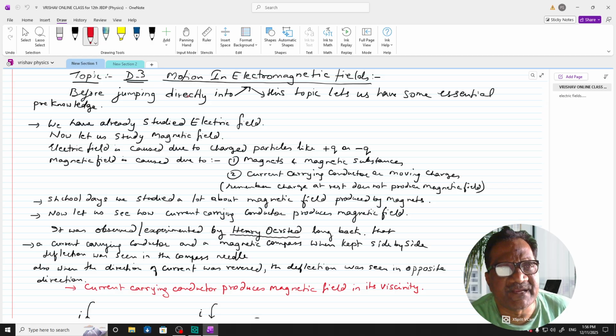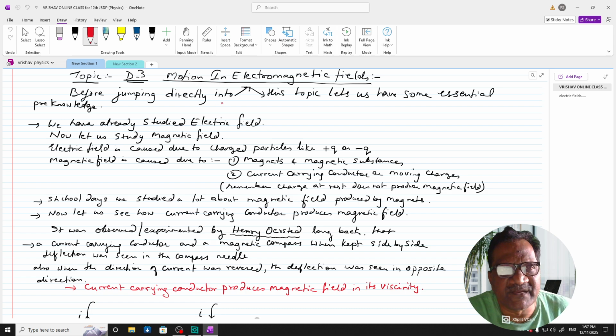Before jumping directly into this topic, motion in the electromagnetic field: an electromagnetic field is a combination of the electric field as well as the magnetic field. But we are not going to jump directly into it. Instead, we are going to go stepwise. First, we are going to study what happens only in the magnetic field, and then slowly we'll come to motion in the electromagnetic field.